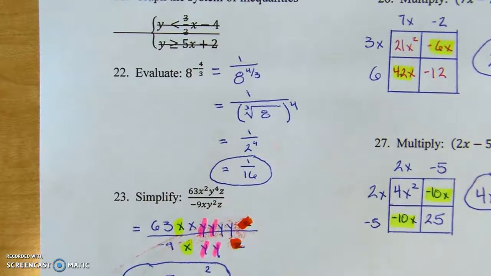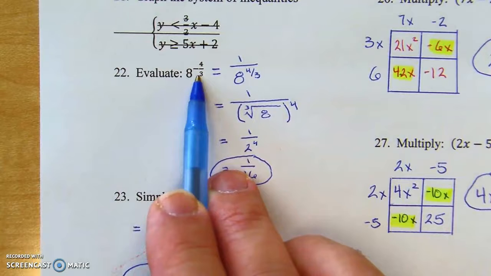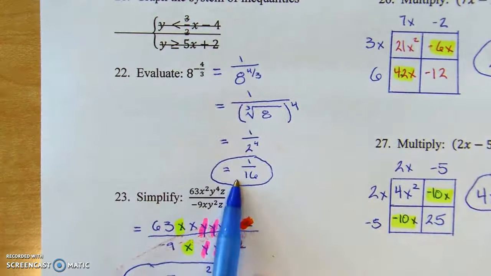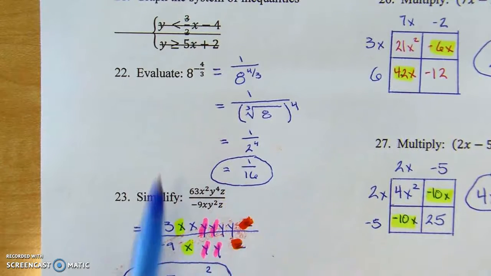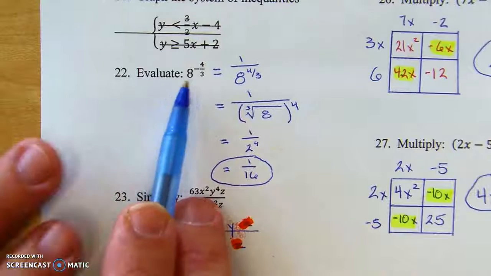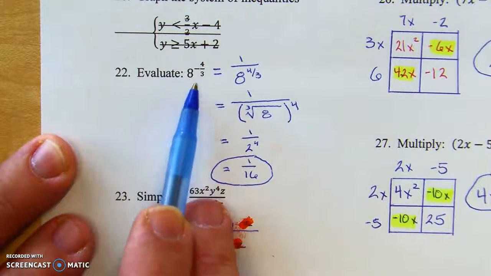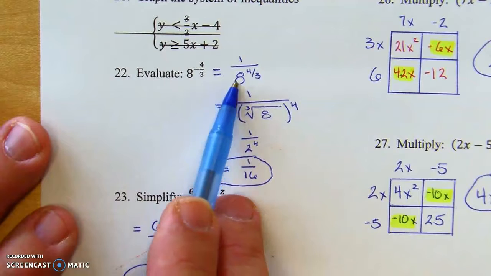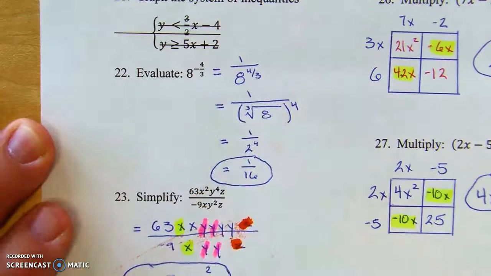So the thing I want to point out first with this one is that the negative exponent does not make the answer a negative number. I mean, look at the answer right there. It's 1 over 16. That's a positive number. What it does is basically flips the fraction. So if you think of this as over the number 1, it moves this 8 down to the bottom. So it becomes 1 over 8 to the 4/3.